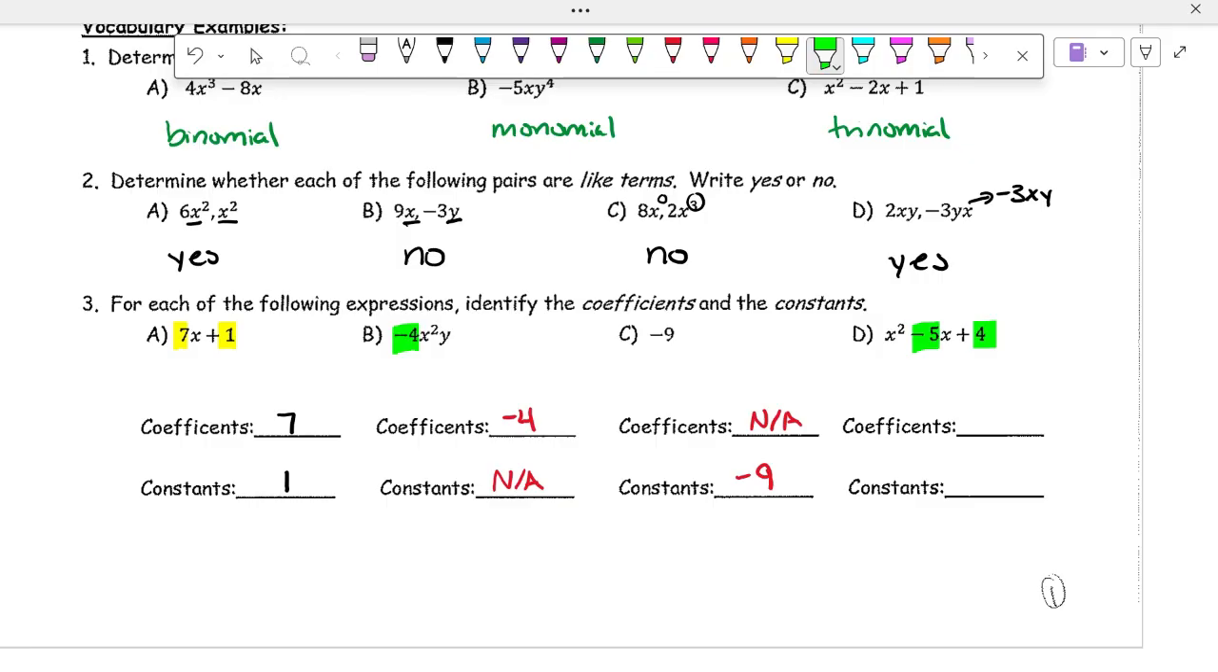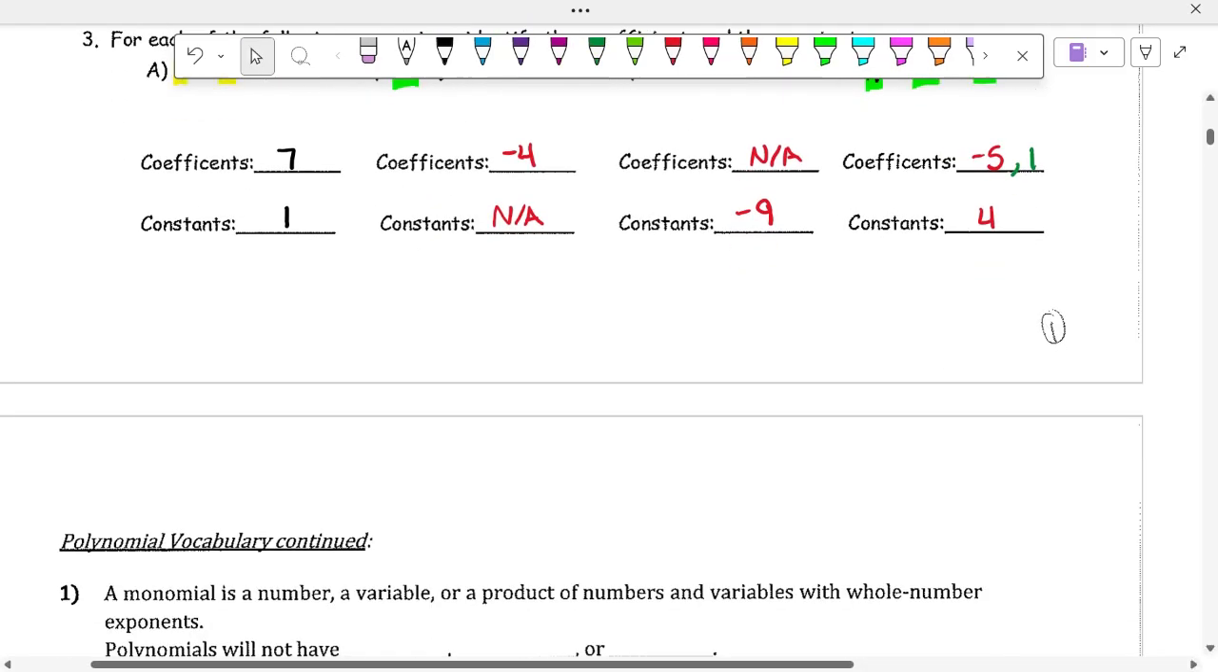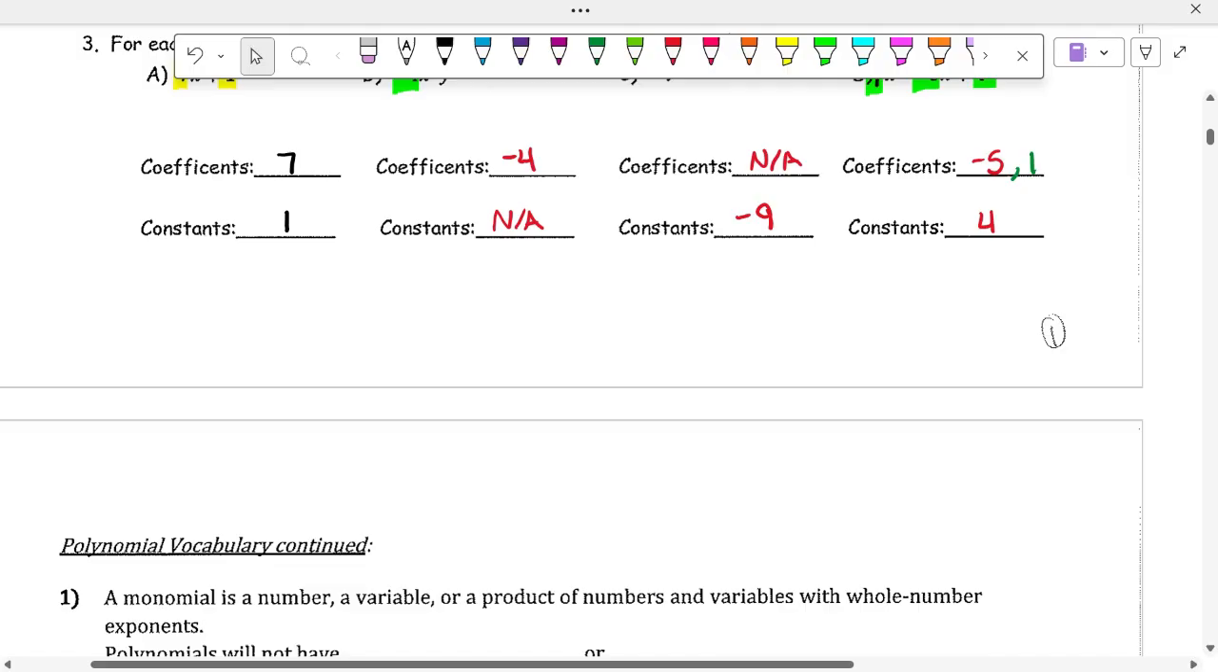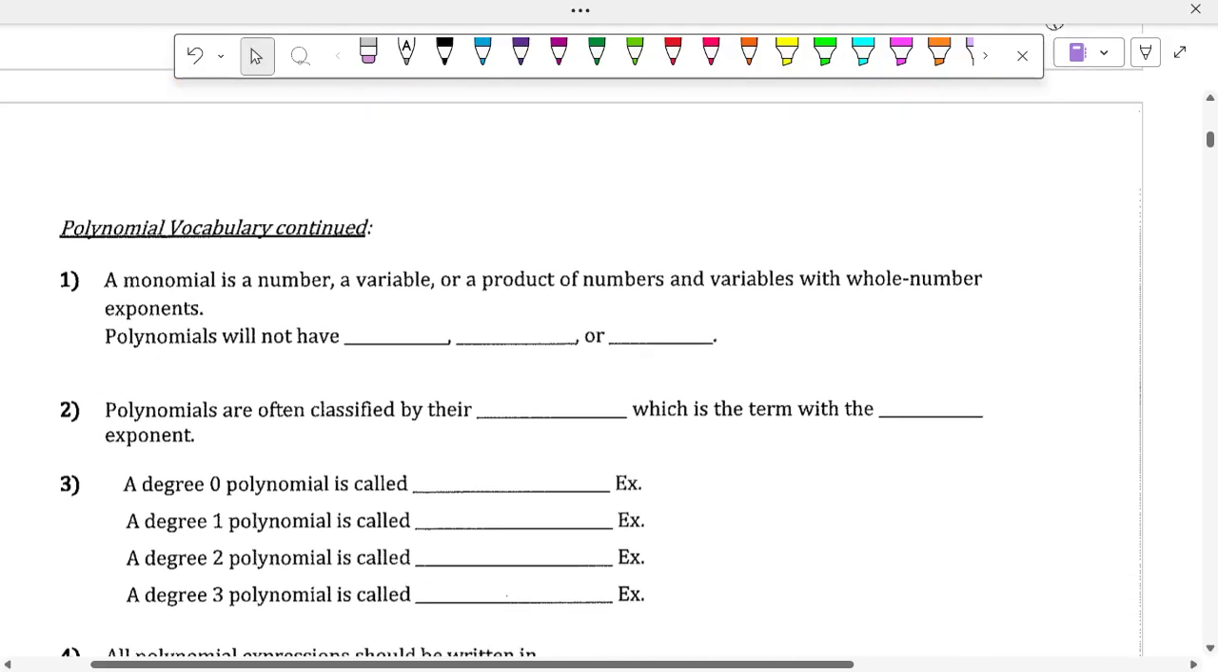So, -5, is that a coefficient or a constant? Coefficient. What about 4? Constant. Now, I'm missing a coefficient for letter D. 1. So, there's an unspoken 1 here, so that's technically one of my coefficients. Remember, if you just see a variable, there's still a coefficient there. It's just an unspoken 1. All right. Any questions on that, guys? Fairly easy. Again, this is all review.